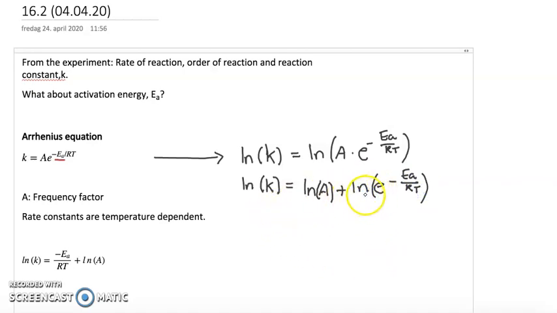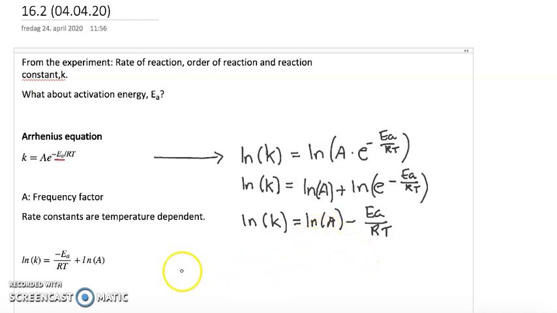And now what we know next is that ln and E cancel each other. So we have the rate constant, frequency factor, and actually these two are canceling each other. We're left with a minus, plus and minus becomes minus. And we have activation energy, gas constant, and temperature.